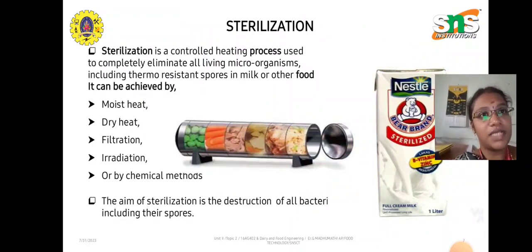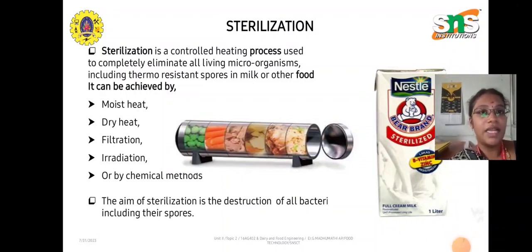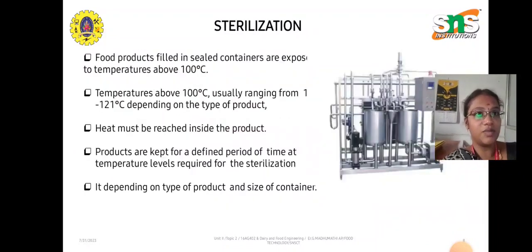The next method is sterilization. Sterilization is a controlled heating process in which the complete microorganisms get eliminated, including the thermoresistant spores. It is mainly achieved by moist heat, dry heat, filtration, or chemical methods. The main aim is to destroy all kinds of bacteria, including the spores.